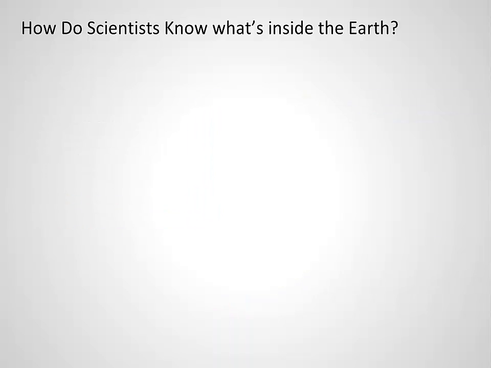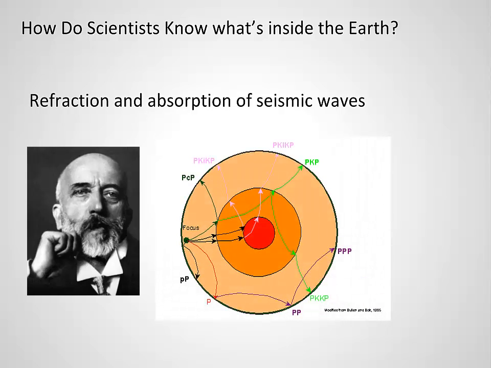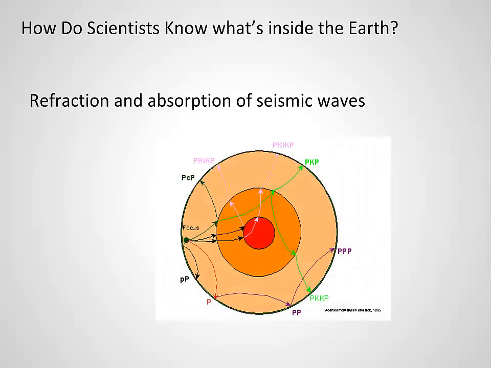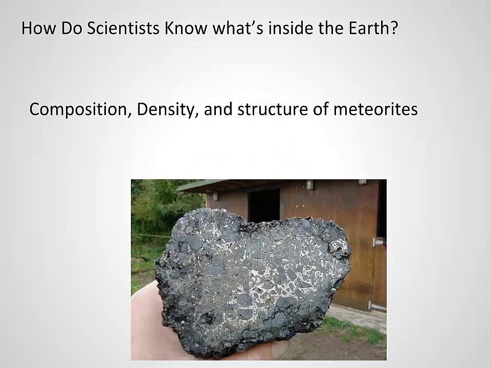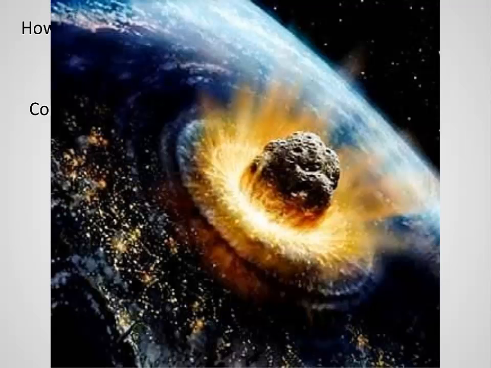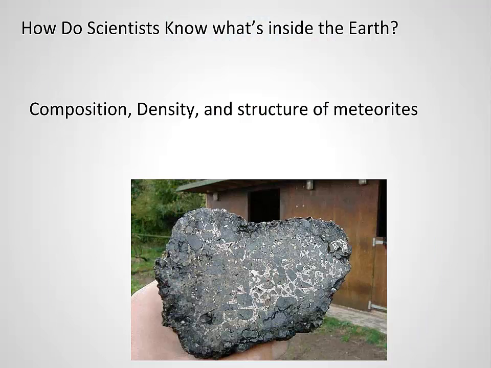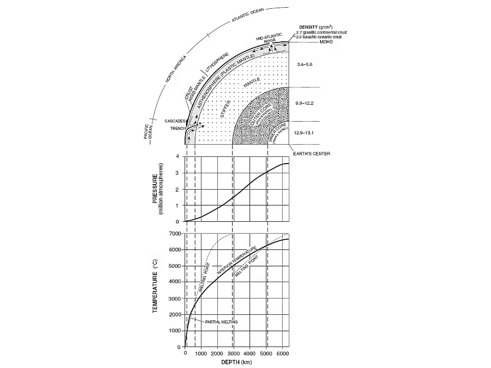So how do we know what's inside the Earth? Well, go back to the Moho. We know from refraction and the absorption of seismic waves that there are different layers of the Earth. Also, by looking at the composition and structure of some meteorites that we've found, scientists can estimate approximately what the Earth is made of. So based on the speed of seismic waves, they can tell density, and from meteorites they can tell composition, and when you combine our knowledge of composition and density, you can get an idea of what the temperature of the inside of the Earth is.